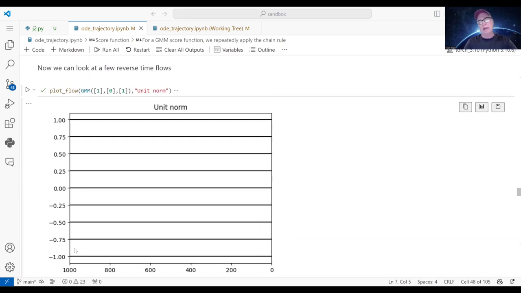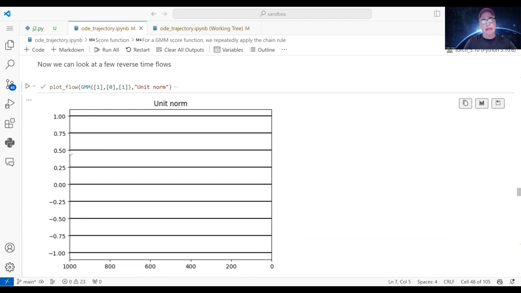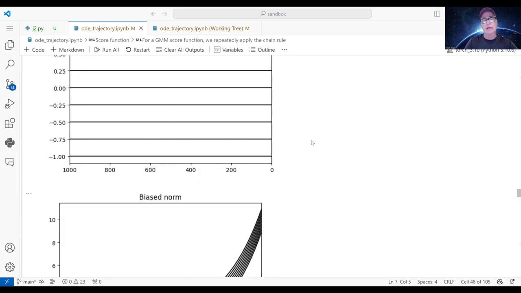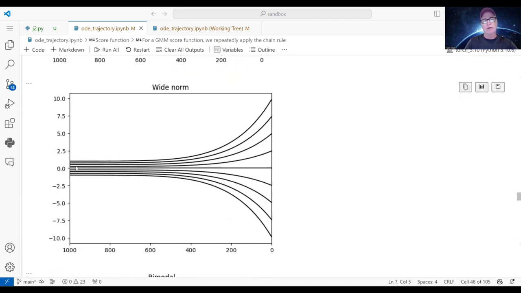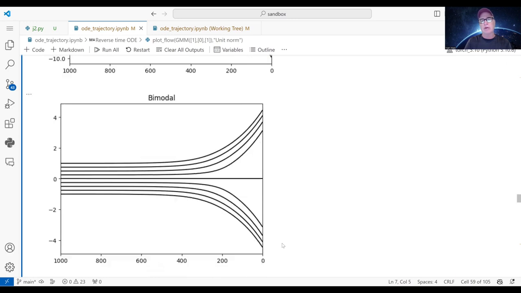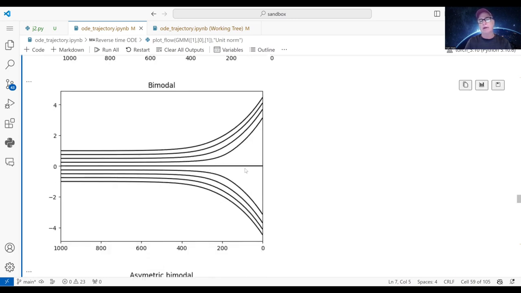Each of these lines represents a particular point sampled from the prior distribution. In the case of unit norm data, of course, the lines propagate straight across. If you have a biased norm, you can see they go up, etc. If it goes from a low variance to a high variance, you can see it fans out as we get to the data distribution, which would be at time t equals 0. With bimodal, they have this split, and there's this indecision point. This is that middle crossover where it doesn't know, do I go left or right, or up or down, etc.